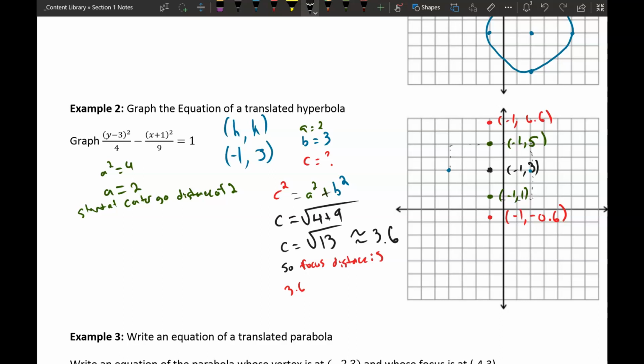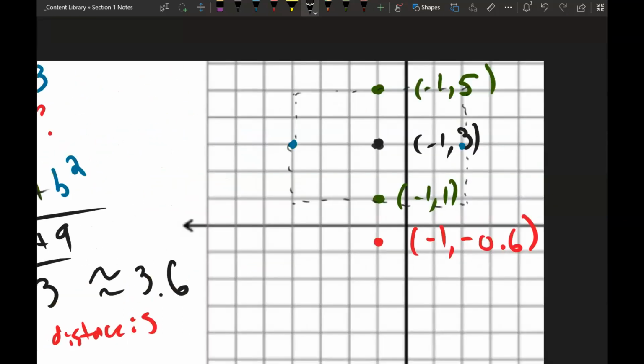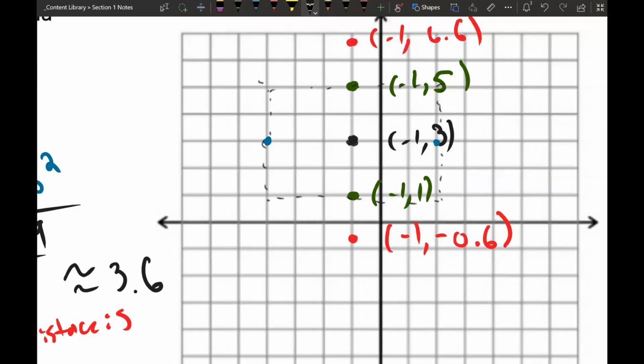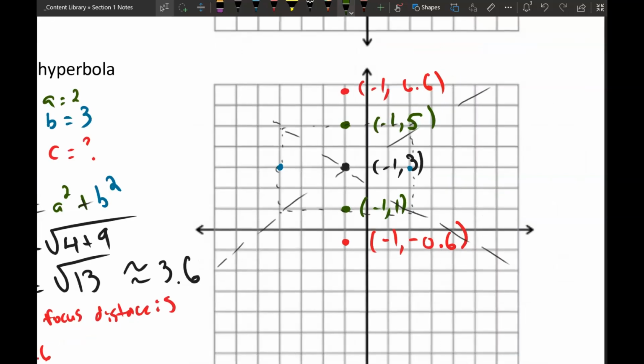Remember that this rectangle we're constructing goes through the vertice and that B value, I guess the distance of B value. Our asymptotes kind of go diagonally through that. So here's our asymptotes, and then we can just draw our hyperbola.